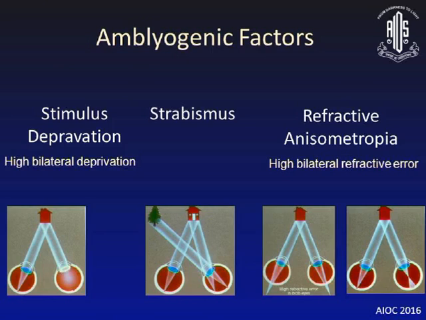It is stimulus deprivation, like in bilateral cataract, for example, or with strabismus, and with refractive error and anisometropia. Amblyopia, as we said, is usually unilateral, but it can be bilateral with bilateral cataract or bilateral high refractive error.